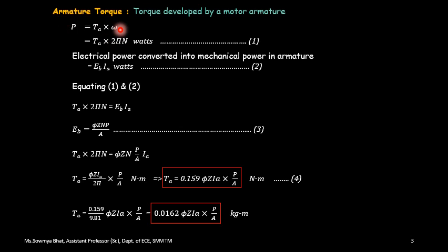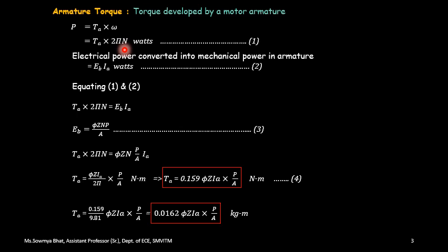Since you already know from the previous expression, the mechanical power PM developed in a DC motor is equal to torque multiplied by the angular velocity omega. Similarly, the armature torque TA gives the power as TA multiplied by the angular velocity omega, which can be written as TA into 2 pi n.